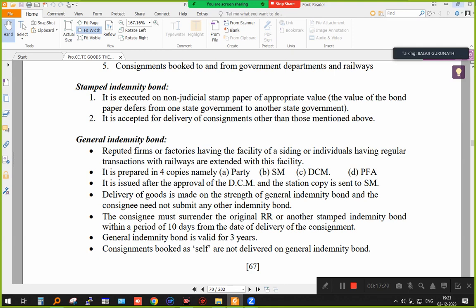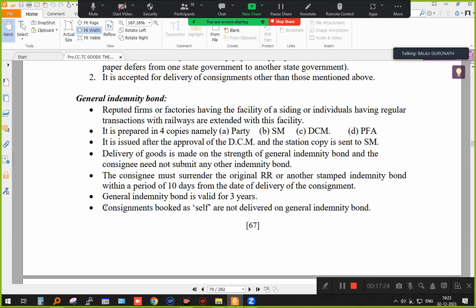Okay, right, very good. Now, consignment booked as self are not delivered on GI bond. Now, what is this self?